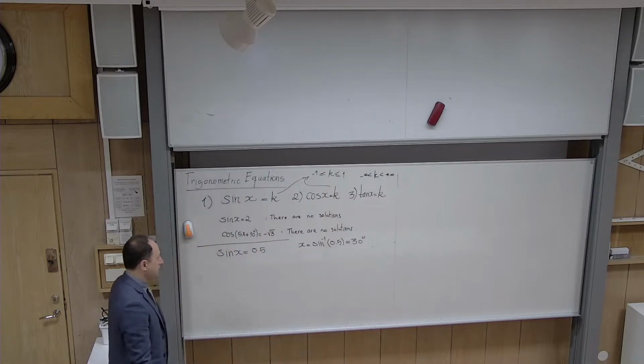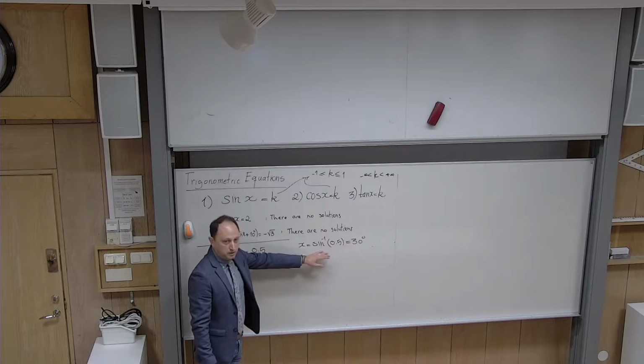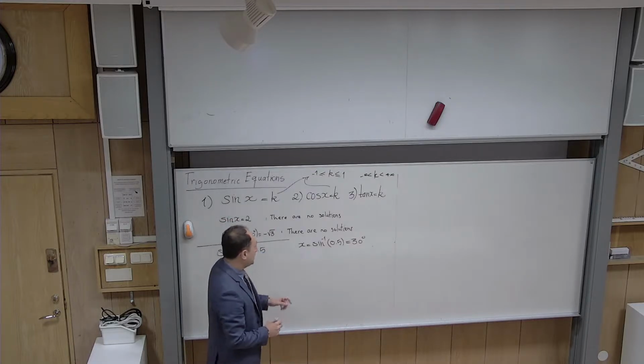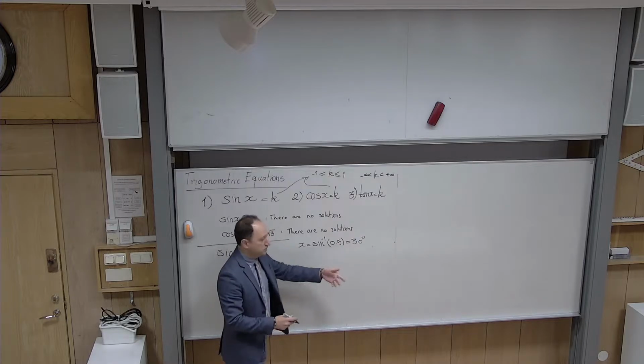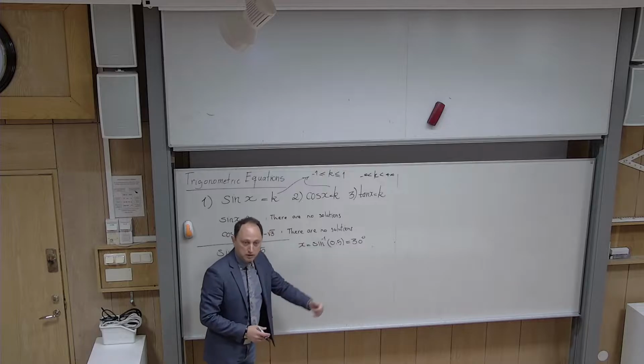Yes? In Math 1C, this was the end of the story. But this is not the case here. Because I told you, when I say solve, I do not mean find one of them randomly. I want you to find all of them. This is, of course, one of them, but not the whole story.